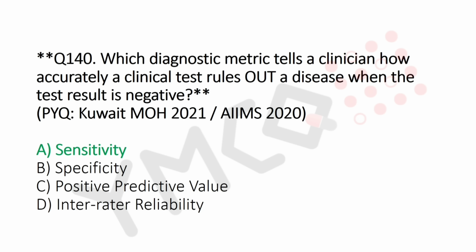Remember the mnemonic SnNout. A test with high sensitivity, when negative, rules out the disease. It catches everyone who has a problem. So if it says you are clear, you are truly clear. Okay. Now let's move to question number 141.